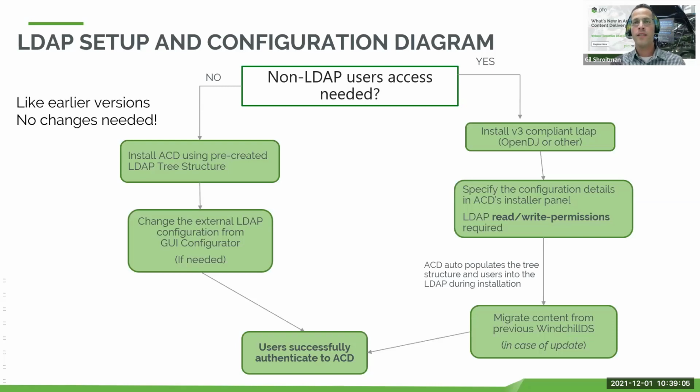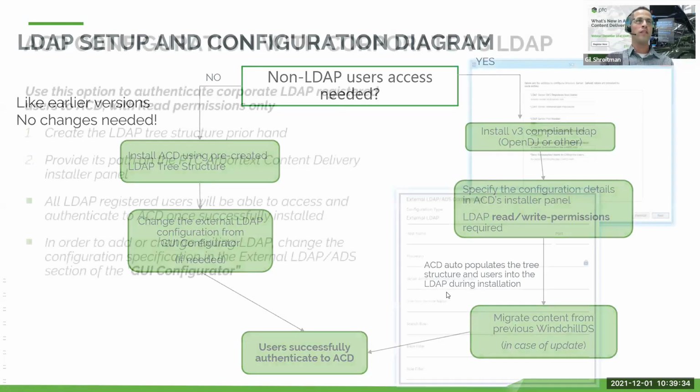And once that's done, the entire task of populating the tree structure and the users into the LDAP is made programmatically by our application. You don't need to take care of it. Once the application and ACD are set up, the next step will be to migrate the content from the previous Windchill DS. And once that's done, you're ready to go.